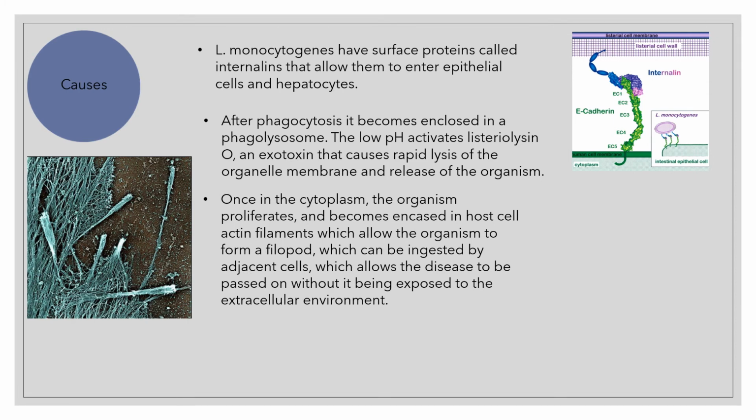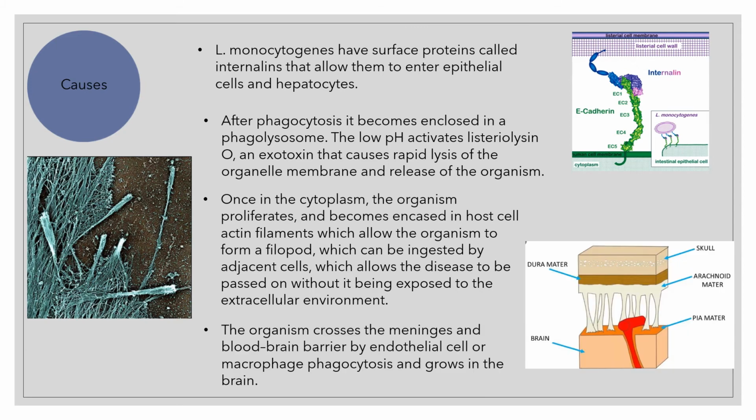Once this bacteria is in the cytoplasm, it proliferates and becomes encased in host cell actin filaments, which allows it to form a phylopod, which you can see to the left. This is then ingested by adjacent cells, which allows the disease to be passed on without being exposed to the extracellular environment. Once the organism crosses the meninges, which if you look to the right is made up of 3 layers, the dura mater, the arachnoid mater, and the pia mater, it then grows in a person's brain, and this is how they contract meningitis.